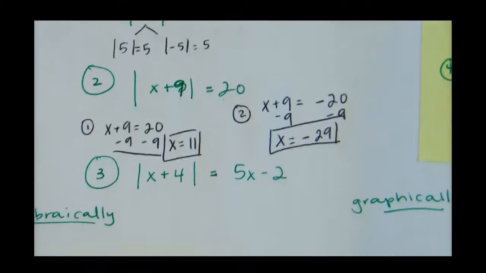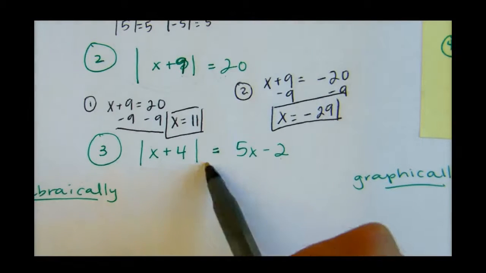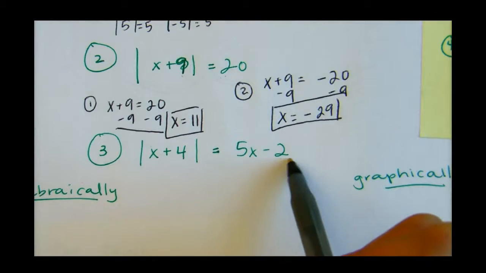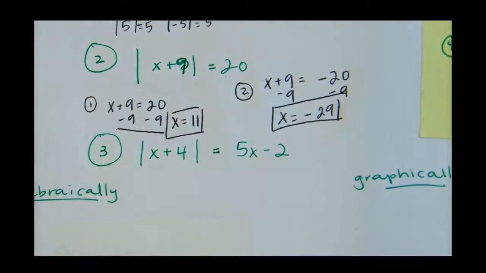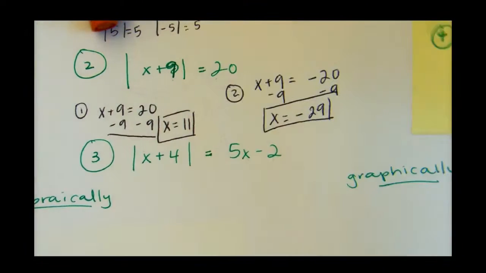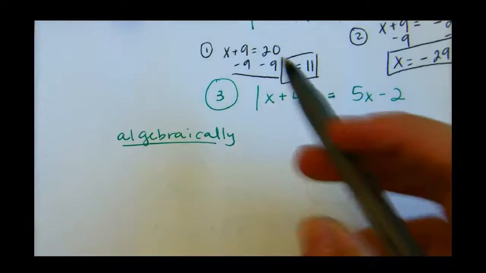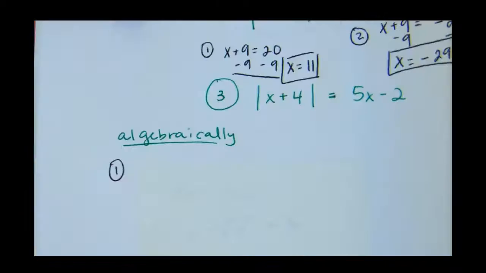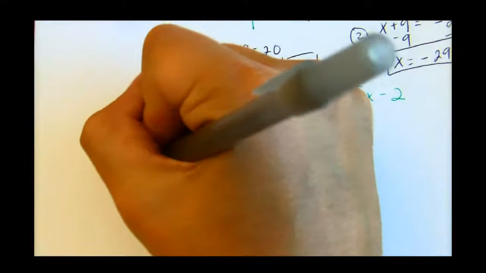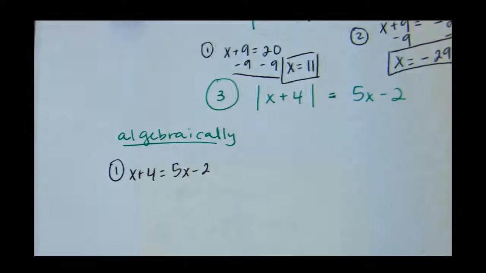Let's try another one. I've got the absolute value of x plus 4 equals 5x minus 2. Make a prediction. How am I going to solve this equation algebraically? What am I going to do? Okay, well, hopefully you got at least one of the equations. For one of my equations, I'm just dropping the absolute values. So I'll have x plus 4 equals 5x minus 2.